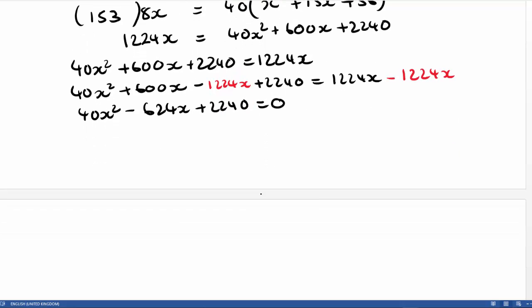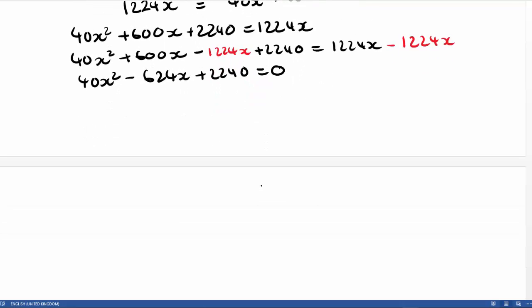Right, let's continue. You need to complete the square, okay? Now, I'm going to do a separate lesson on that. So I'm assuming you already know what to do. Let's go ahead and do that now. So what we're going to do, we need to make the coefficient of x squared equal to 1. So I'm going to have to divide everything through by 40. Let's do that now. So we're going to have x squared minus 624x over 40 plus 2240 over 40 is equal to 0.